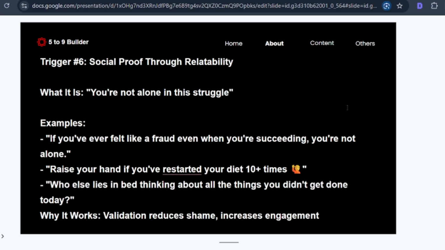So the 6th one is social proof through relatability. "You are not alone in this struggle." When you say something like this, it makes people feel related. Right now everybody is struggling with money. If the person is struggling with money and sees "you are not alone in this," he will feel, oh, there are people going through what I'm going through. Then let me go look for them, or join them, so that we learn together or find a way out of this problem.